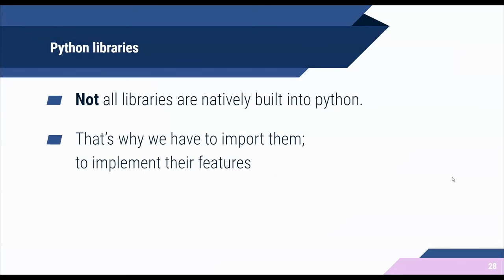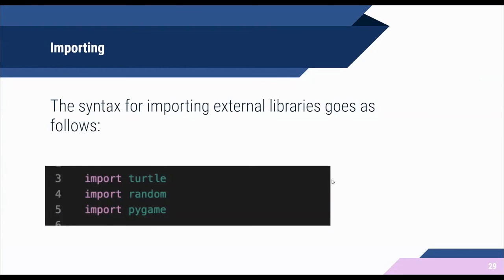So for example, for a random number, when you import, you're getting functions that are already pre-made and you can use them. So you don't actually have to write any functions, you just put the import statement and you can use all the functions built into it. So yeah, not all libraries are natively built into Python, and you can implement their features by importing them. And this is the syntax for importing libraries. It's just import and then the library name.